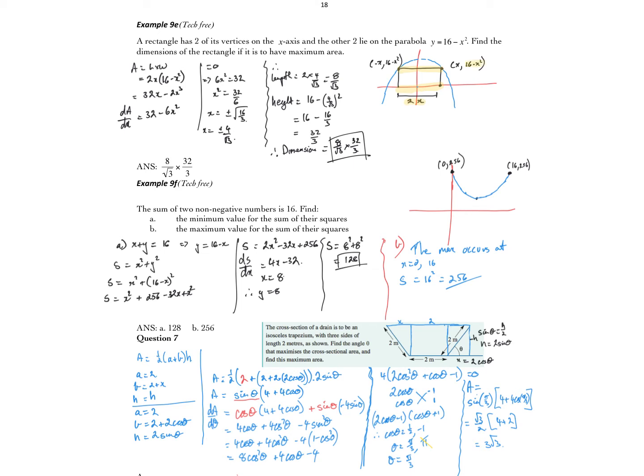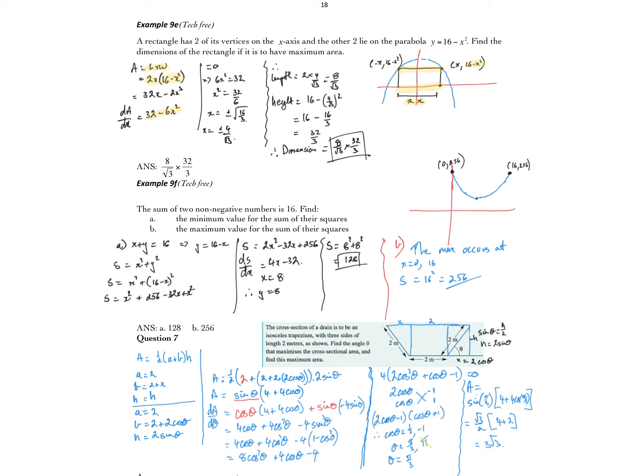The height is the y value, which is 16 minus x squared. So area is length times width, which is 2x times 16 minus x squared, 32x minus 2x cubed. How do you get a maximum area? We'd find the derivative, which would be 32 minus 6x squared.